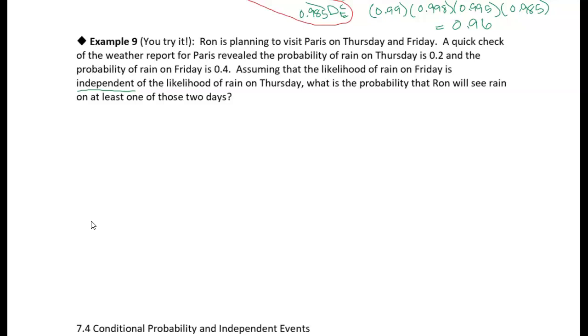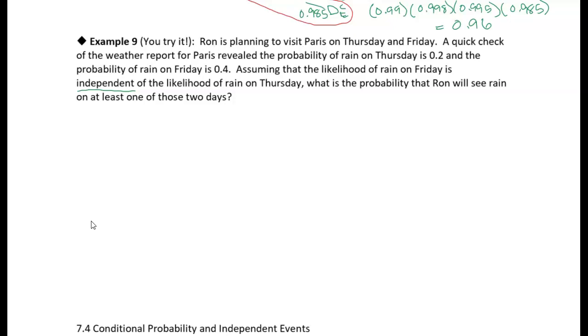A quick check of the weather report says that in Paris, the probability of rain on Thursday is 0.2, and the probability of rain on Friday is 0.4. And we're told to assume that these probabilities are independent of each other. And we're asked, what is the probability that Ron will see rain on at least one of the 2 days?